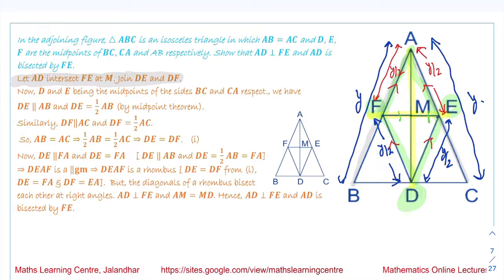And we know that the diagonals of a rhombus bisect each other at right angles. So what we get is that this AM and EF, these are the diagonals, so they bisect each other at right angles. So this is what we have to prove, that this angle is 90 degrees and these two lengths are equal.